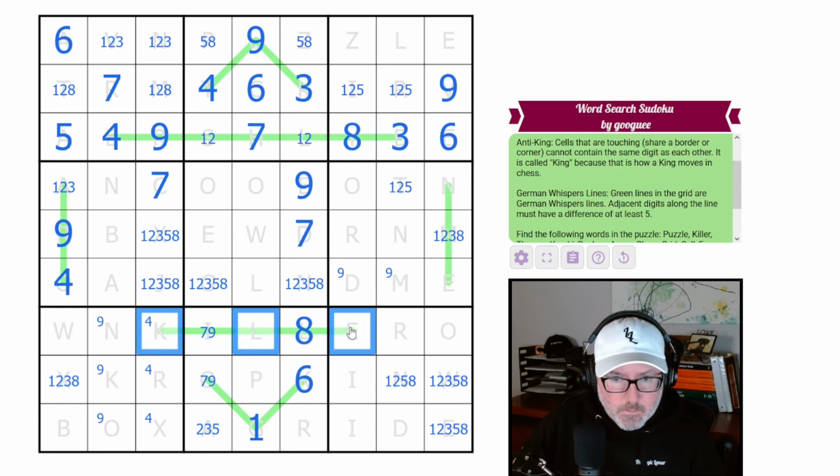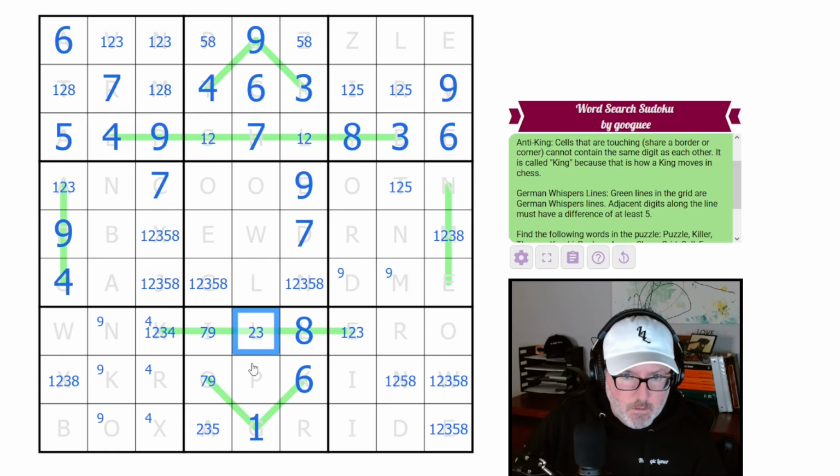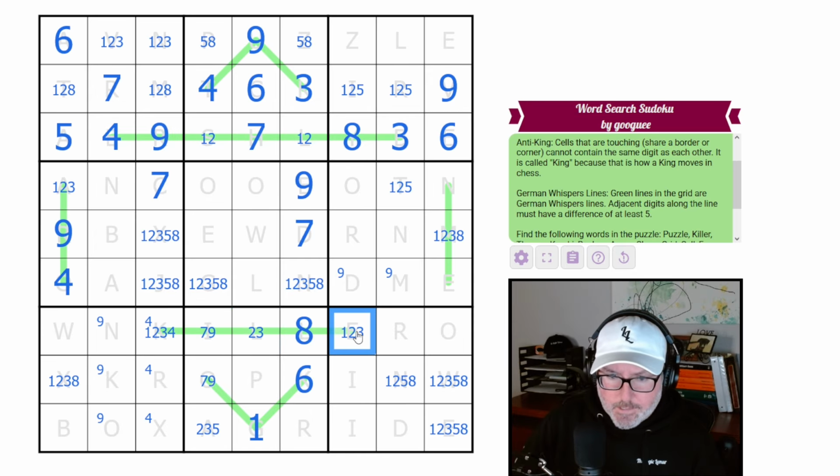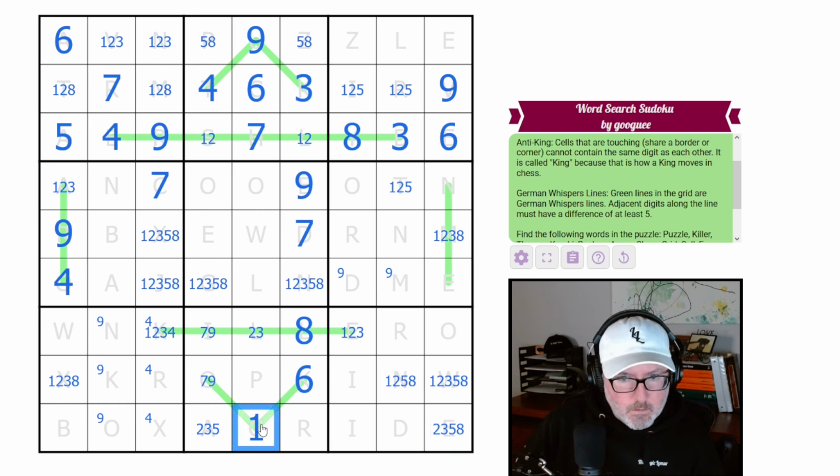Let's go to the lows on this guy. 1, 2, 3, and 4. You're not going to be a 4. You're not going to be a 4. You're not a 1. I don't think we can actually say much more than that. You're not a 1.